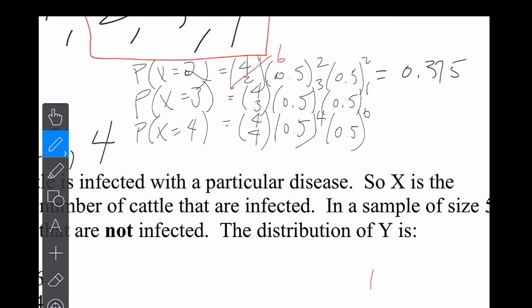Then the next, 4 choose 3. Now we know the number of ways of seeing 3 things arranged out of 4 possibilities. When this is just one less than the n, it's always the n, right? There's going to be only 4 ways to arrange 3 successes out of 4. So this one is 4. And then you're going to multiply it by 0.5 to the power of 4.